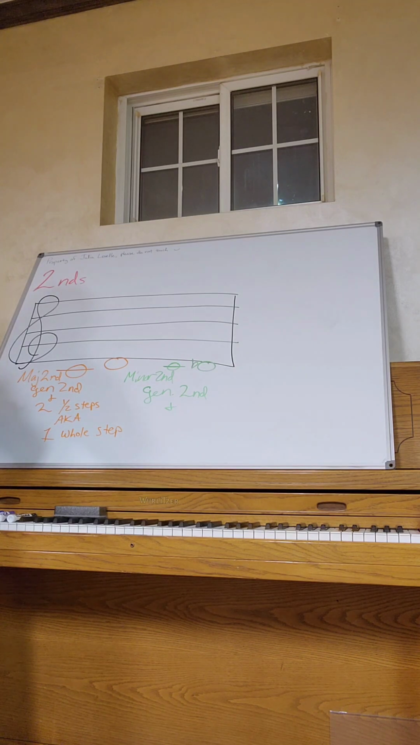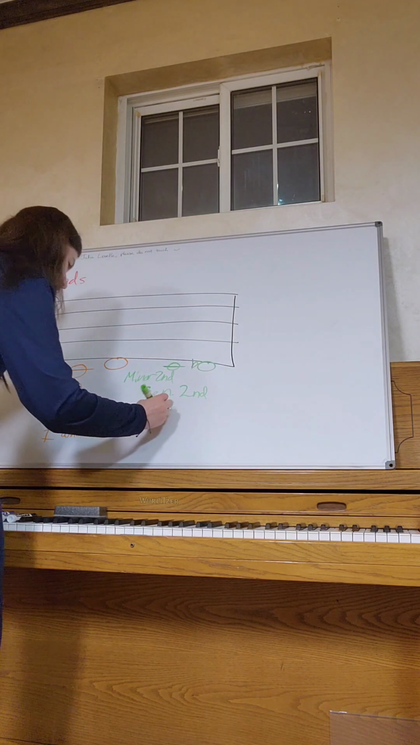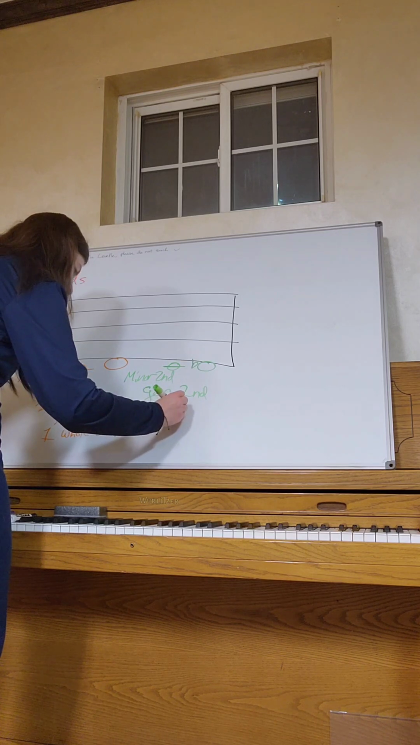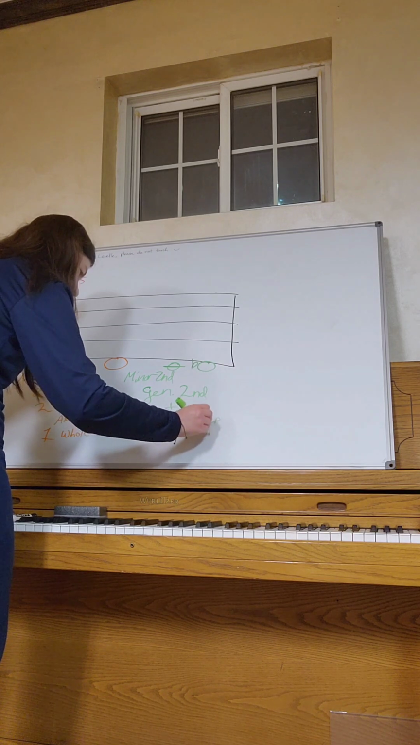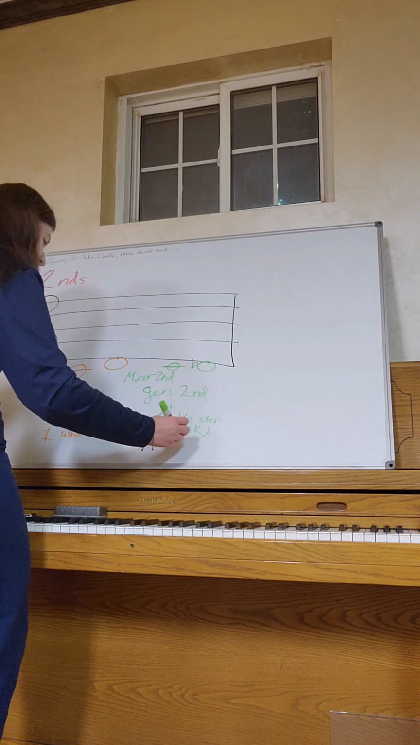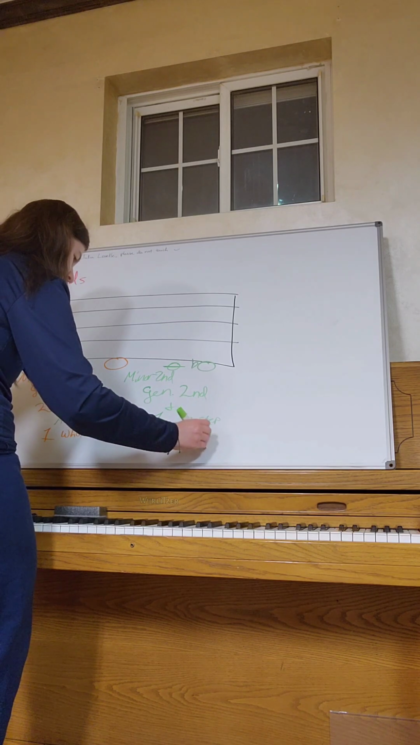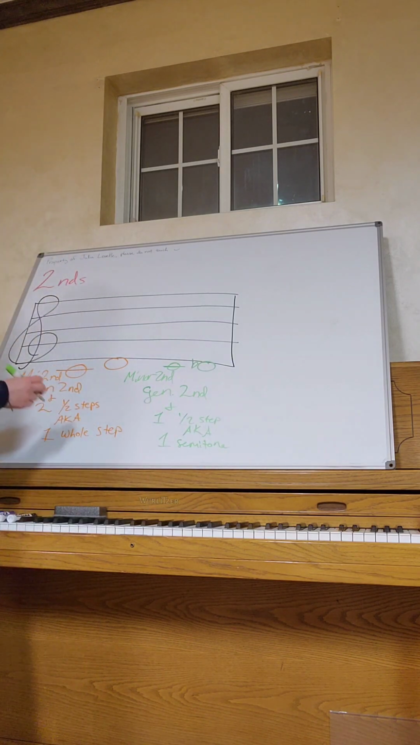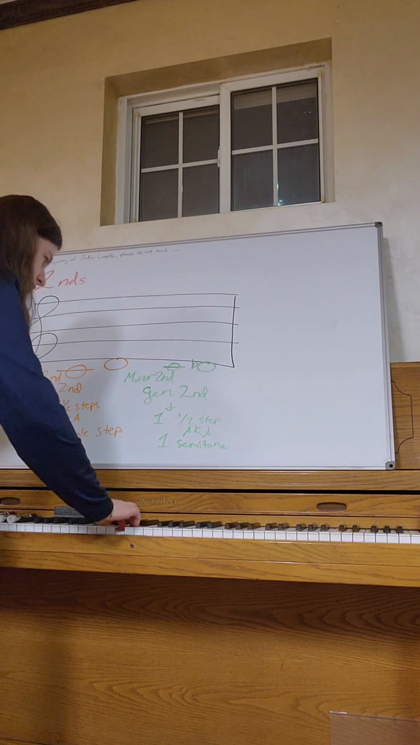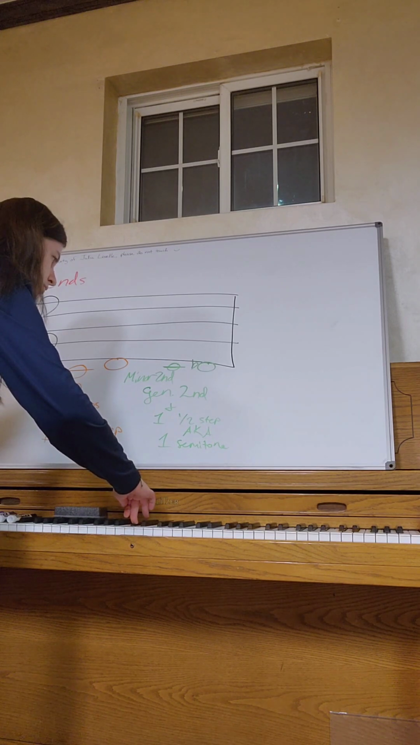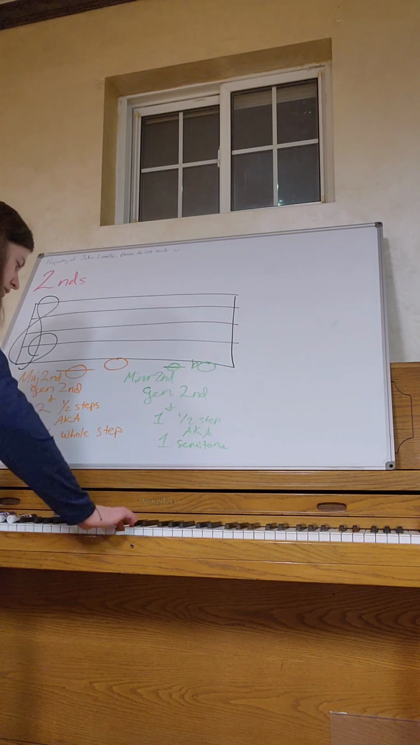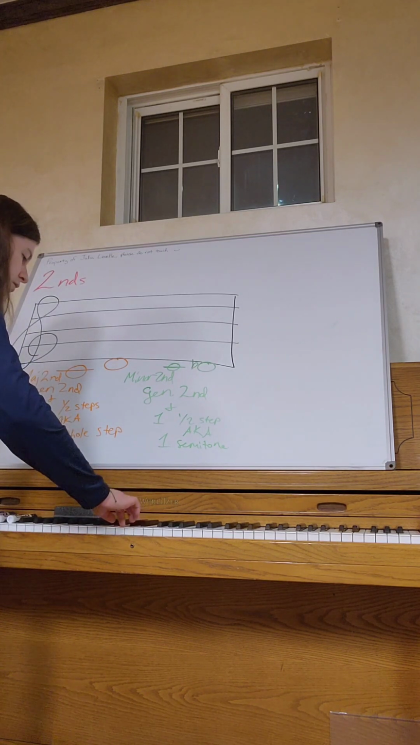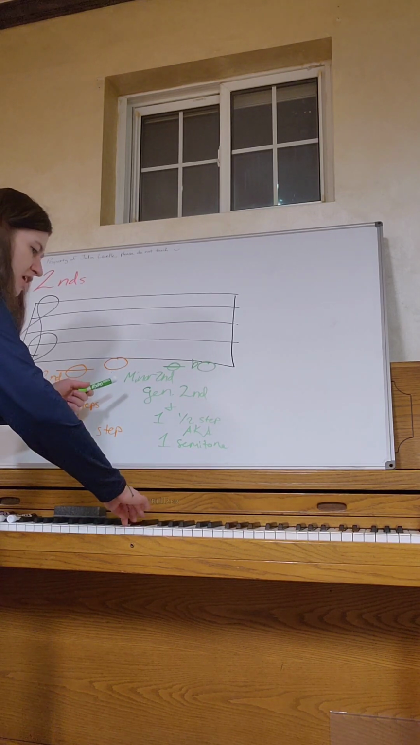and this time instead of two half steps, it's just made of one half step, also known as one semitone. And this is what it sounds like. Major second, minor second, major second.